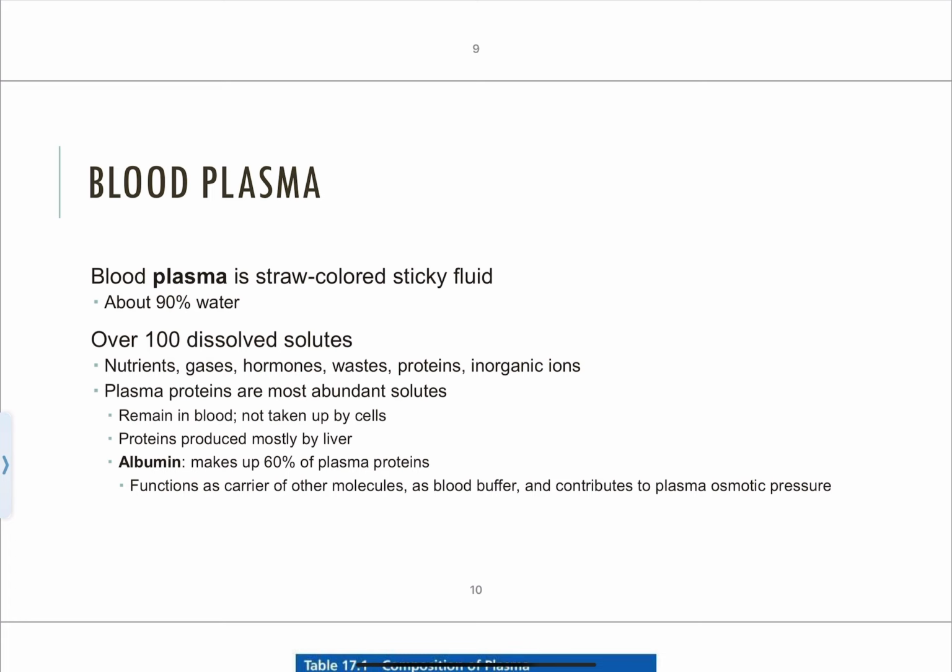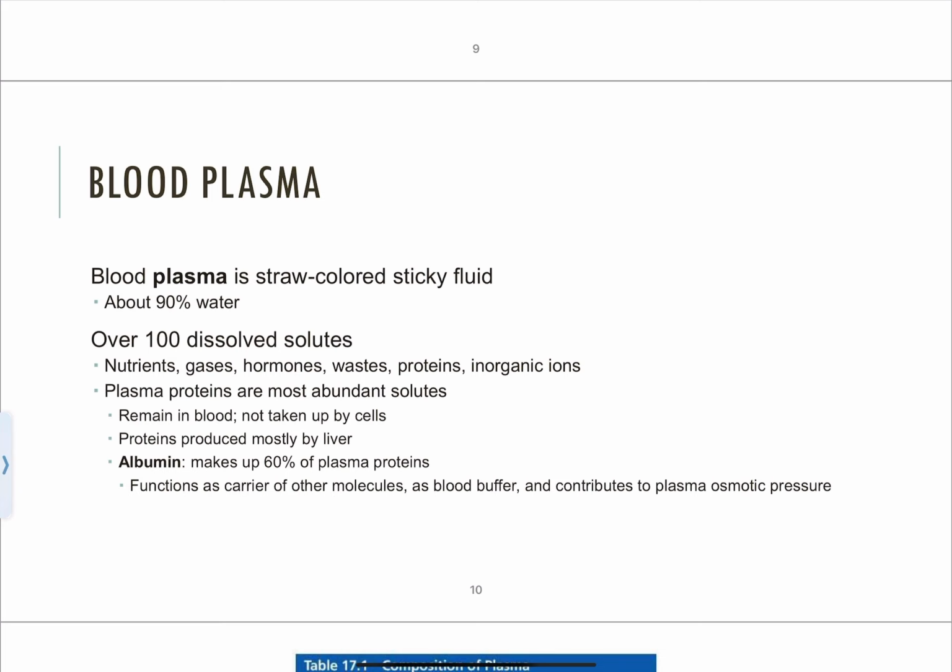And these are plasma proteins; they always stay in the blood. They're never in the blood to be transported to other cells. They're there and they're produced mostly by our liver. One of the big plasma proteins, or the major one, is called albumin, and this is going to be 60% of all the plasma proteins that we have circulating in our blood.